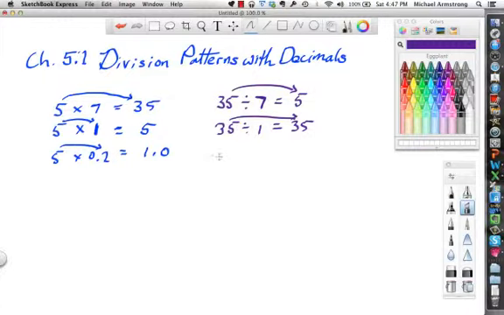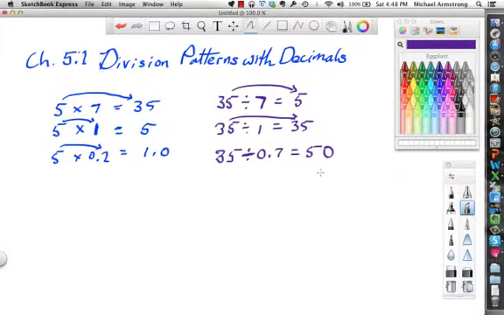Now, here's the crazy thing that some of you will have a hard time with. When you take that same number and you divide by a number smaller than 1, say 0.7, 7/10, we're actually going to get a number bigger. It's going to actually grow. So we started with 35, and if we divide by 0.7, it's going to actually become 50.